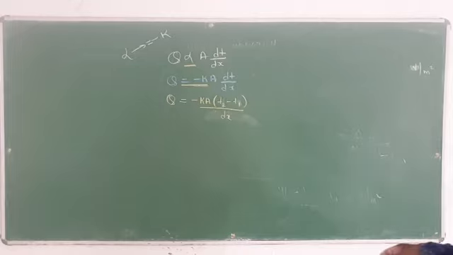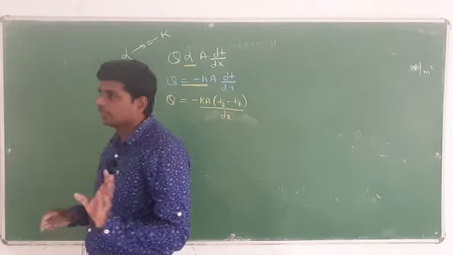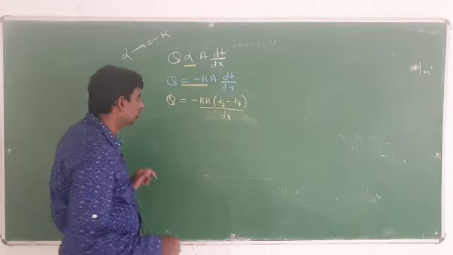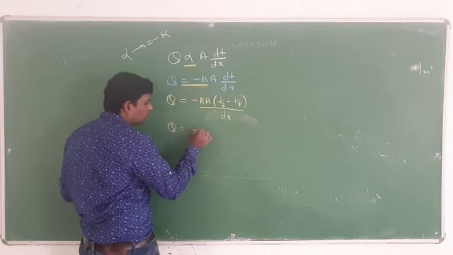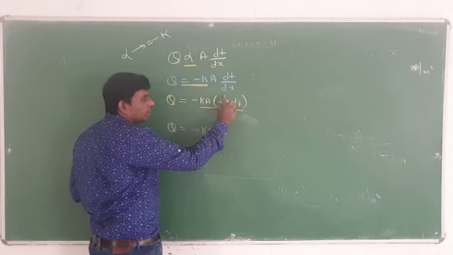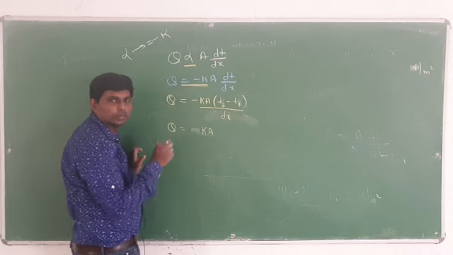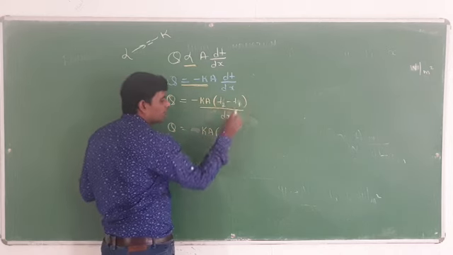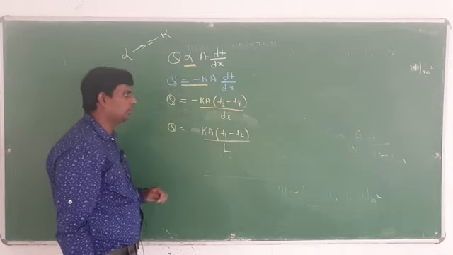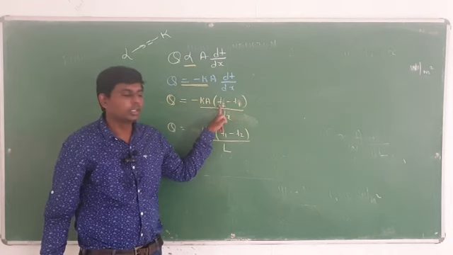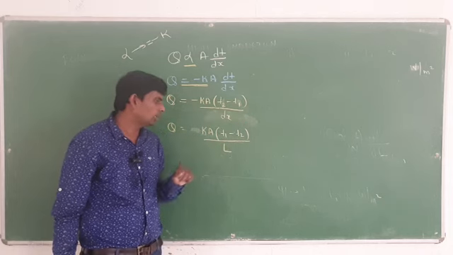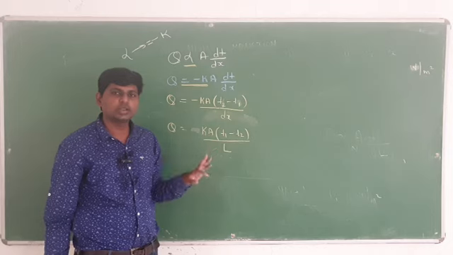Here Q is equal to minus kA (T2 minus T1) by dx, and dx can also be written as L. Now I am shifting the minus sign to the other side. A positive term becomes negative and a negative term becomes positive, vice versa; you have to remember this. T2 is positive, so multiplying by minus makes it negative, and T1 is negative, so multiplying makes it positive.